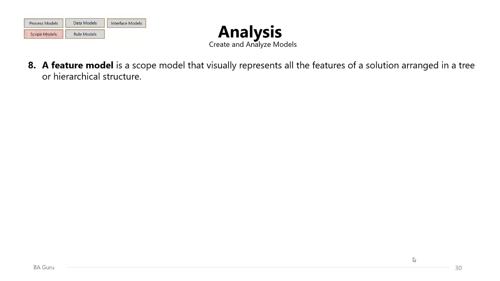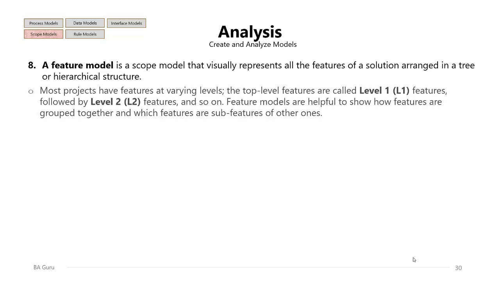Tool or technique number 8 is another scope model, the feature model. It is a scope model that visually represents all the features of a solution arranged in a tree or hierarchical structure. For me, while conducting business analysis activities, this is one of the preferred models I usually create on my projects. It's very easy for the stakeholders to read and understand.